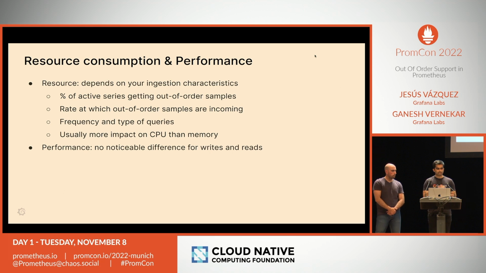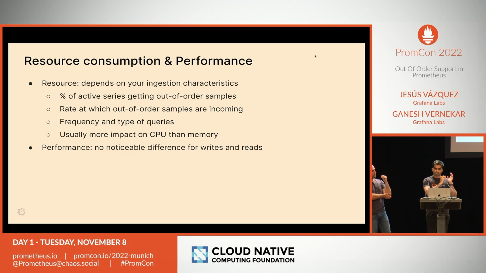But in practice, we have seen that even with 10% or more of time series getting out-of-order data, there was not much noticeable difference in the memory usage. Also, the rate at which out-of-order samples are incoming matters. If a time series is getting more out-of-order samples, then it will take more memory. It's capped up to some amount, but it still takes a little more memory. And to keep the slice sorted, there is a little more CPU being used with more out-of-order samples incoming.